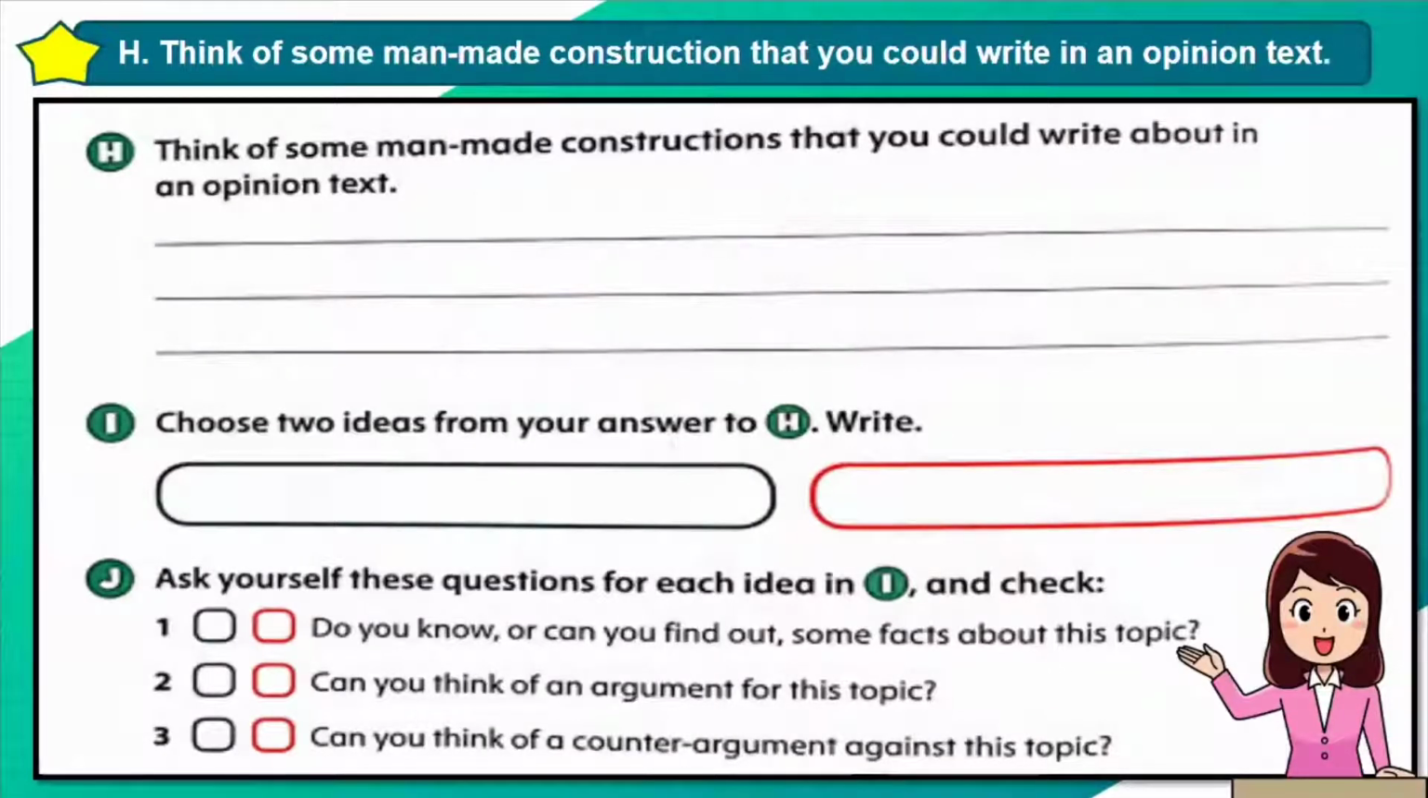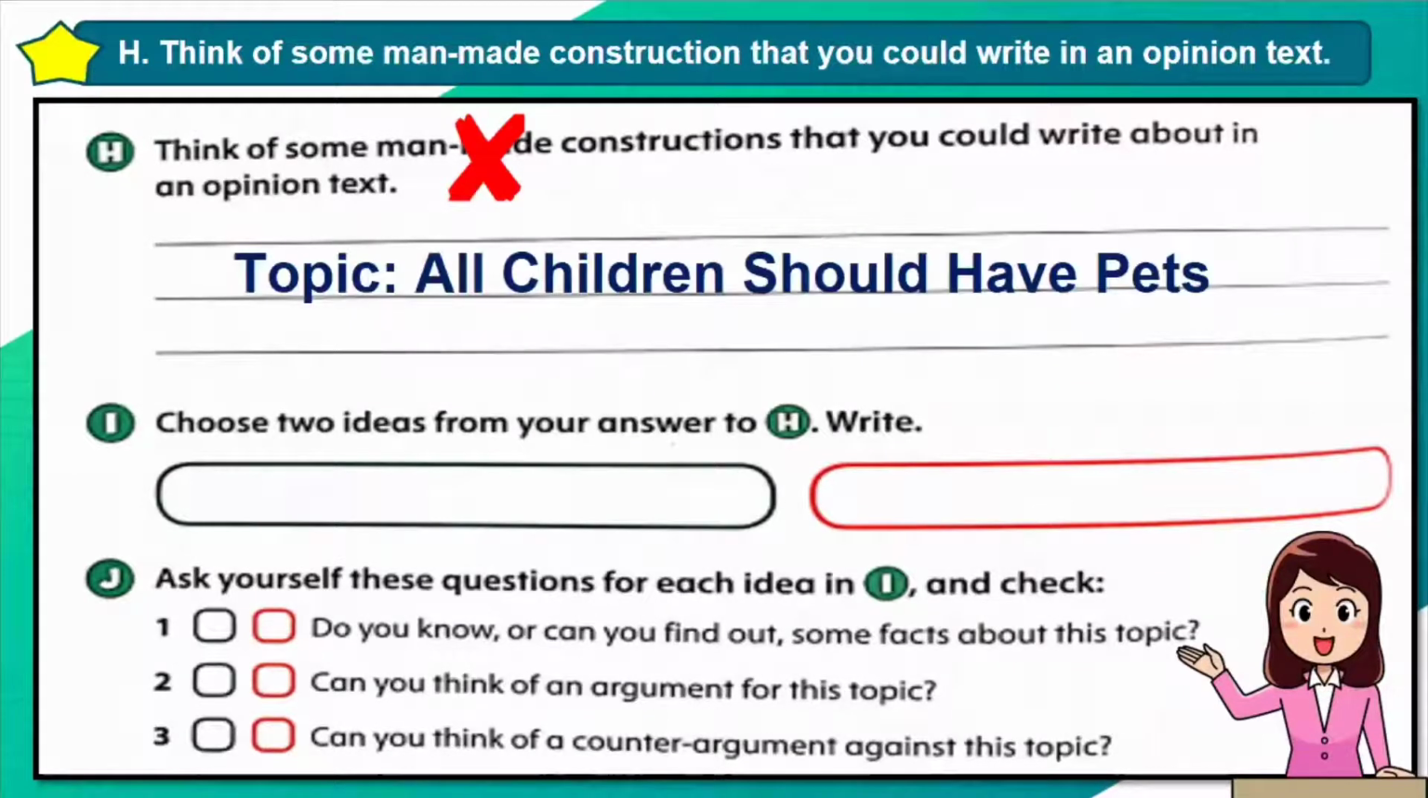It says here, think of some man-made construction that you could write about in an opinion text. But okay, to make it easy for you, instead of man-made construction, I already have this topic here. Let's change that. The topic that you're going to write is: all children should have pets. Okay, I think that's easier for you. So, all children should have pets.